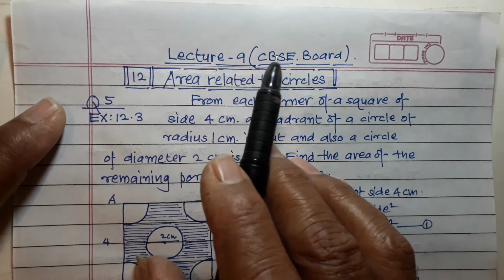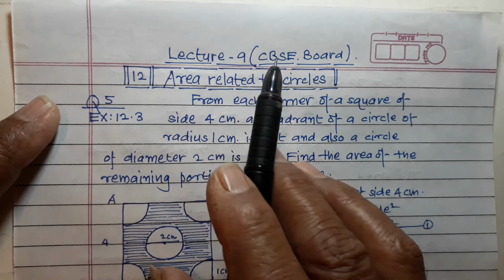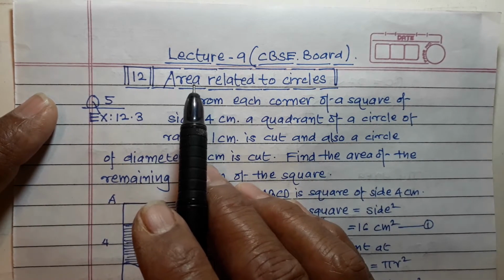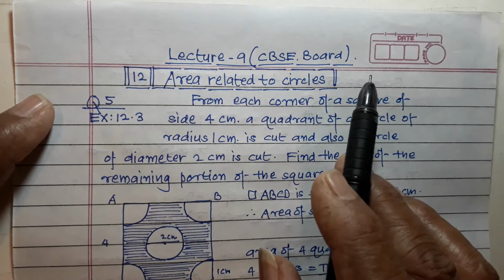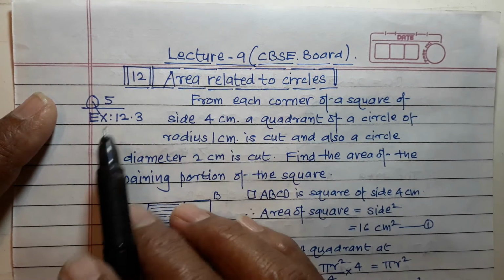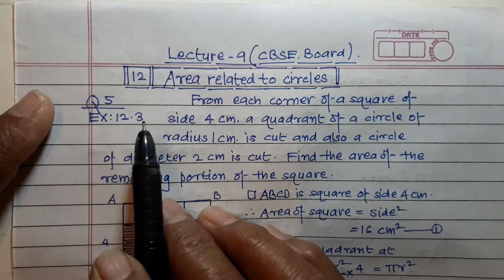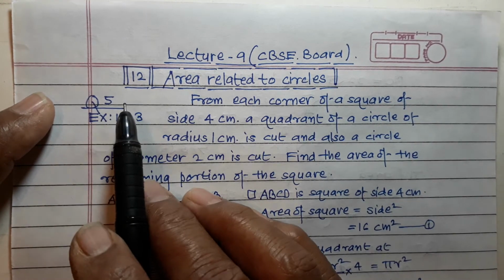Hello my dear students, lecture number 9 for CBSE board, chapter number 12, area related to circles. In this lecture, I am going to explain some examples from exercise 12.3, question number 5.